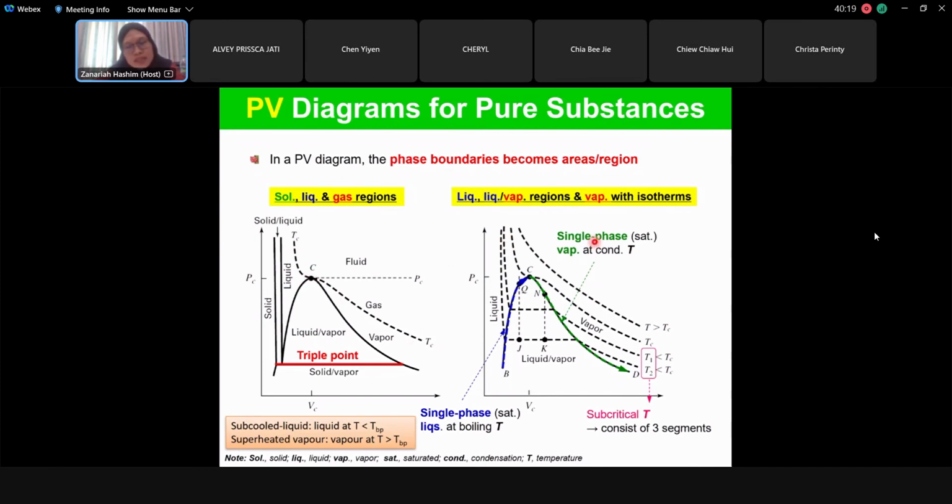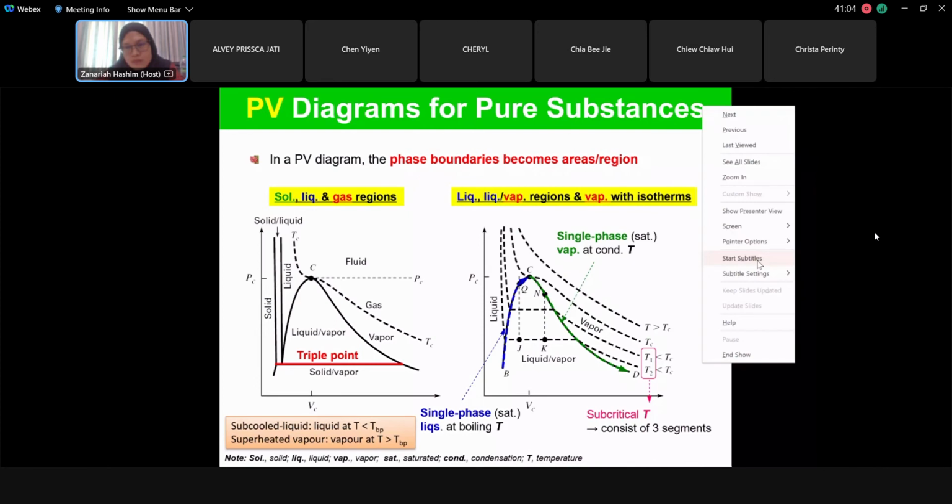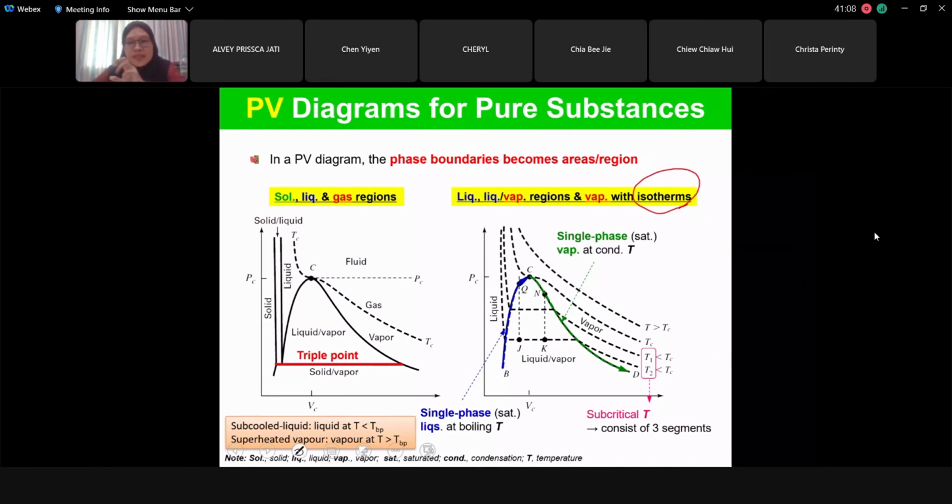If you want to see other temperatures, they become these dashed lines. These dashed lines show you the different temperatures. For example, the lowest dashed line here is temperature T2, and then here is temperature T1. T1 and T2 are lower than the critical temperature. And then here you have the temperature T, which is higher than the critical temperature, so the line is above the critical temperature line. These temperature lines, T1, T2, Tc, we call isotherms. Iso means same, which means that this is at the same temperature.